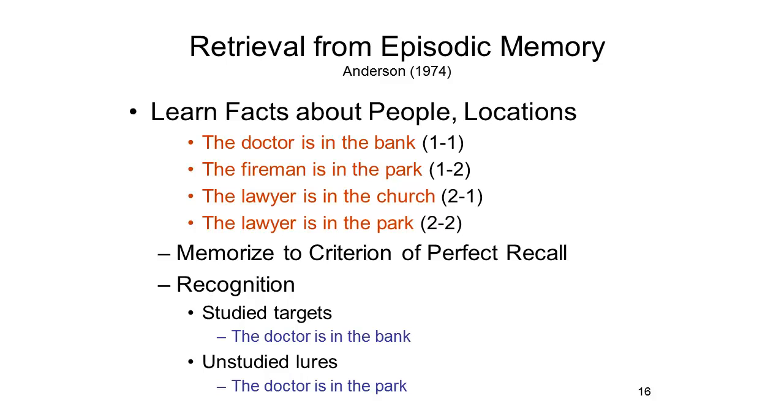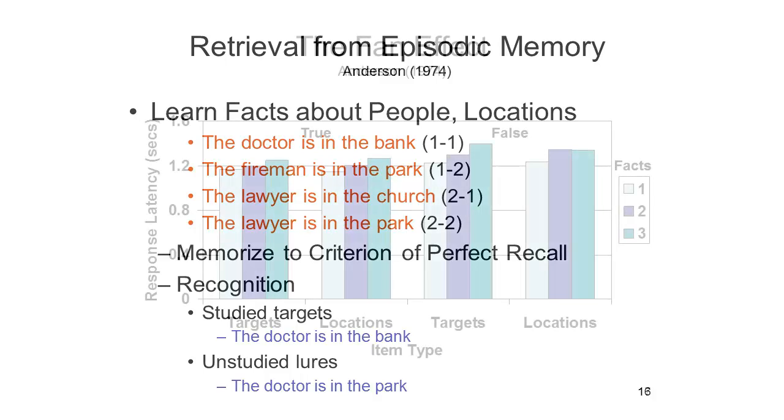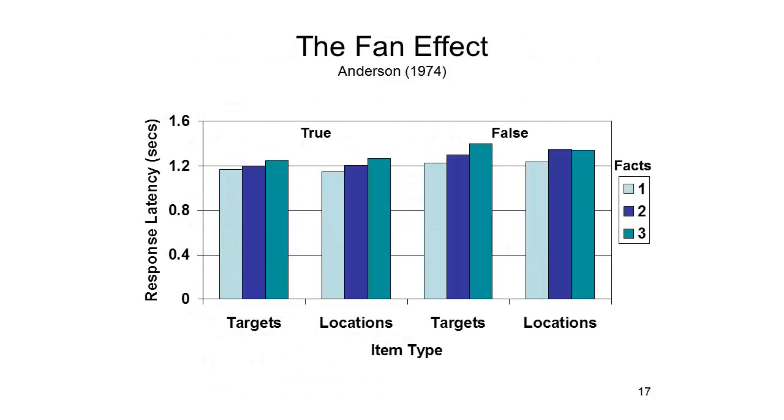Then they were given a recognition test in which they were asked to distinguish between targets that they had actually studied, like the doctor is in the bank, and similar sounding lures that were not on the study list, such as the doctor is in the park. The subjects rarely made a mistake on this kind of recognition test. After all, they had actually memorized each of these sentences.